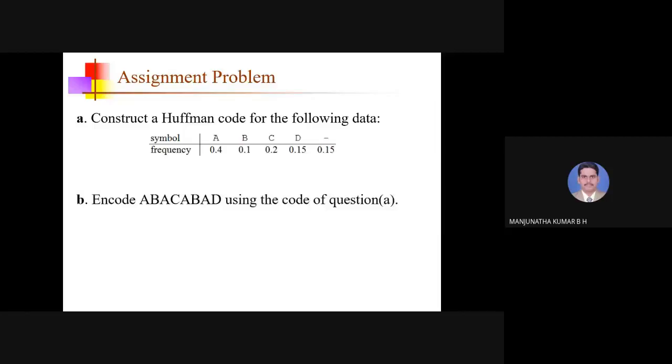The first question is construct the Huffman code for the following data. You have to construct the tree first, then you can generate the code. The second question is encode the given message using the code of question A. And the third question is decode this message using the code of question A.